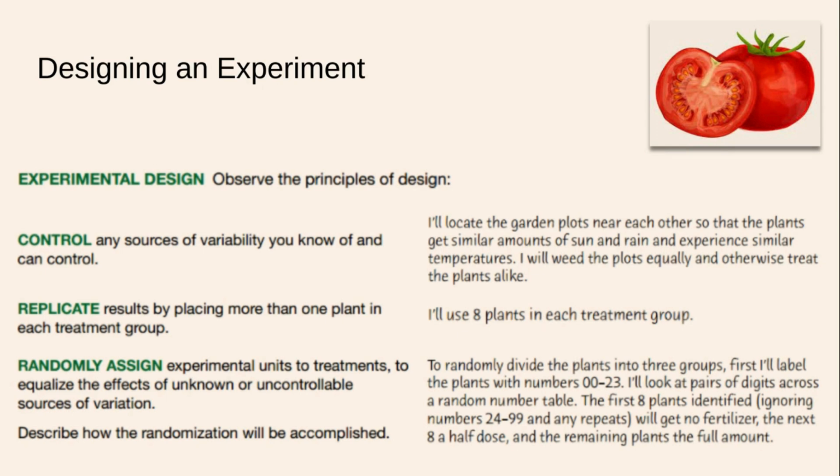The first 8 plants identified, ignoring numbers 24 through 99 and any repeats. This is using a table of random numbers, of course. We'll get no fertilizer, the next 8 a half dose, and the remaining plants the full amount. And that's how we can randomize into those 3 treatments.